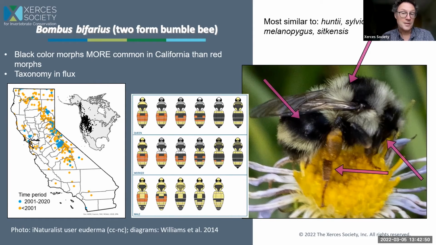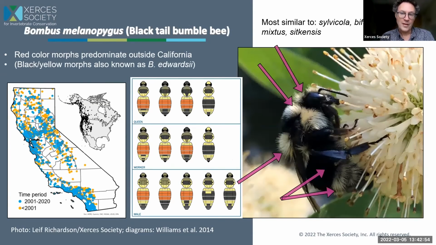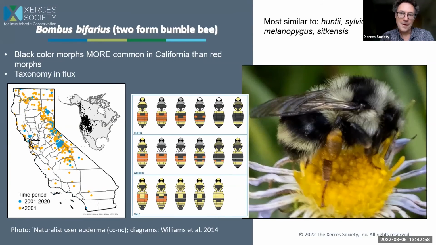And you'll notice this bee looks a lot like the last one. Let me just zip back. There's melanopagus, a series of black and yellow bands. Here's bifarius. There are some field characteristics that can help us to distinguish them. Namely, the hairs on the tarsus that carries the pollen tend to be orangey red instead of black.